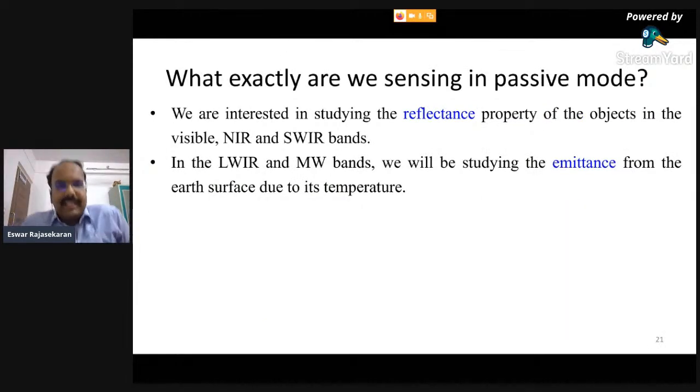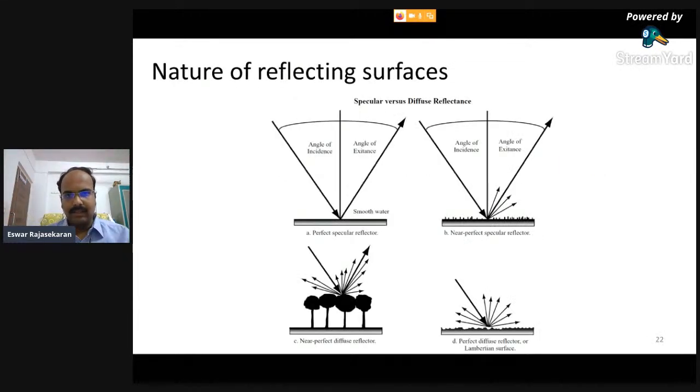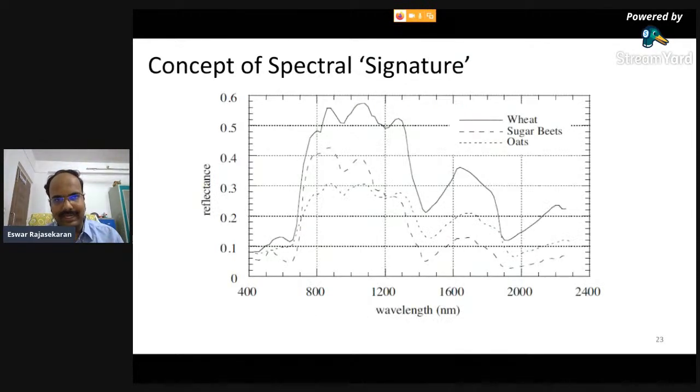So this is what is given in the slide. What exactly are we sensing in passive mode? We are sensing either the reflectance of an object, how much an object reflects, or how much an object is emitting. This is just to give an example of how different objects will reflect differently. I will not go into details, but just know that different objects reflect differently. Everything is not the same. That's the only thing I wanted to convey from the slide.